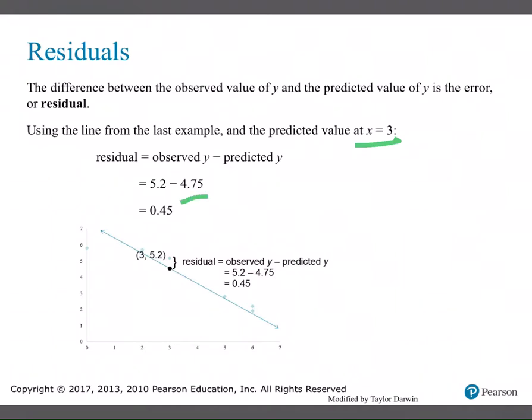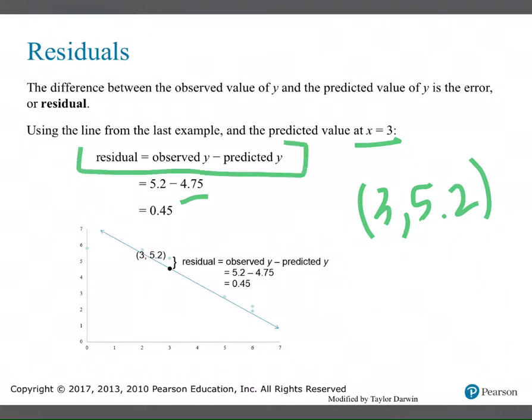Let's say that even though I predicted 4.75 when I plugged in x equals 3, on my actual table the observed value was different. So why would I get 4.75? Because that's what my equation predicted that I would get. The difference between that observed and predicted is called a residual. So that residual is the distance between your observed and predicted.